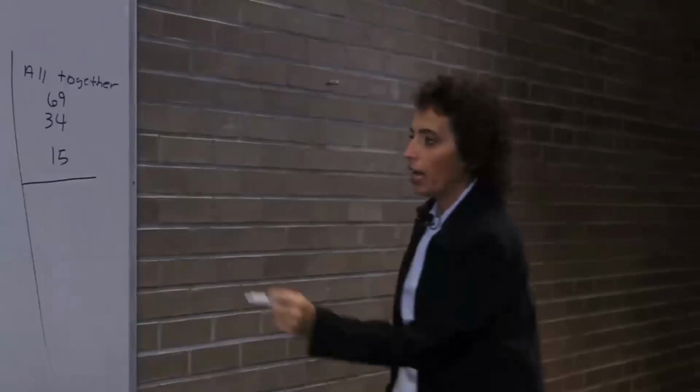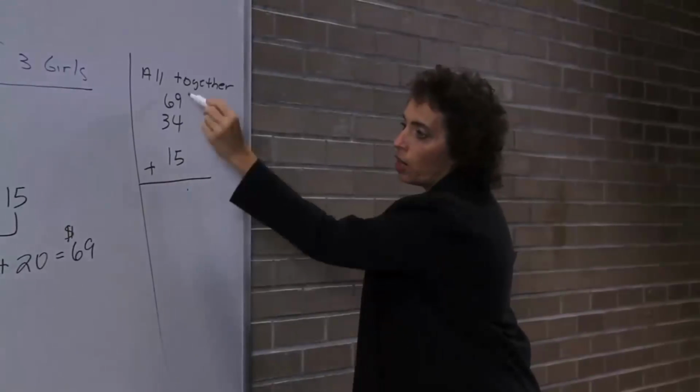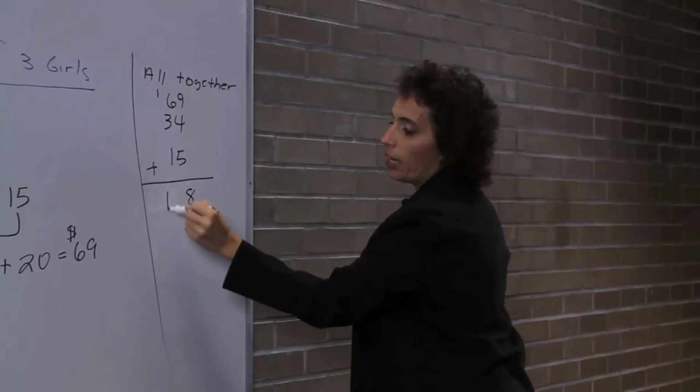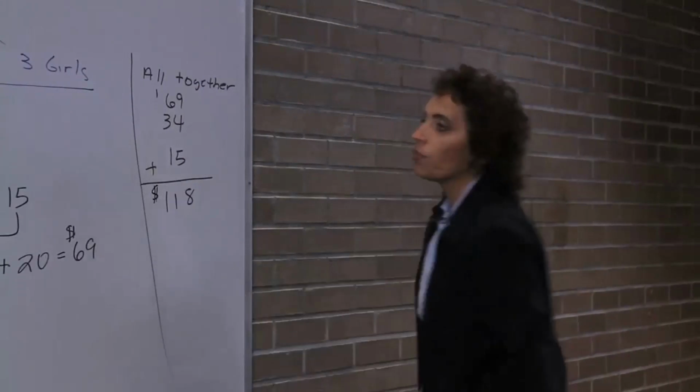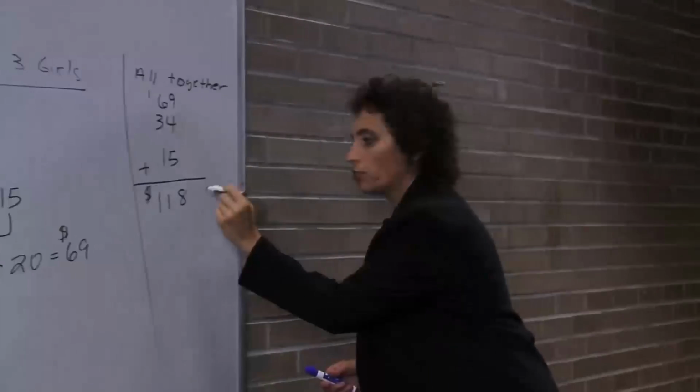Okay, so now if I add that, we have 9 plus 4 plus 5, that's 18. That's 11, $118 for Mary and Jane and Helen all together. So the answer is $118.